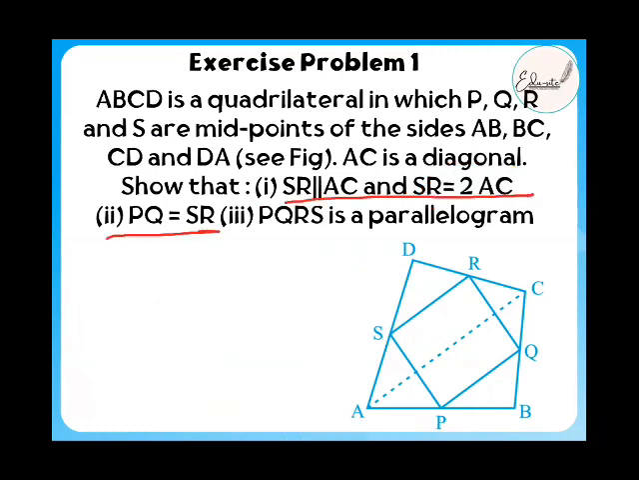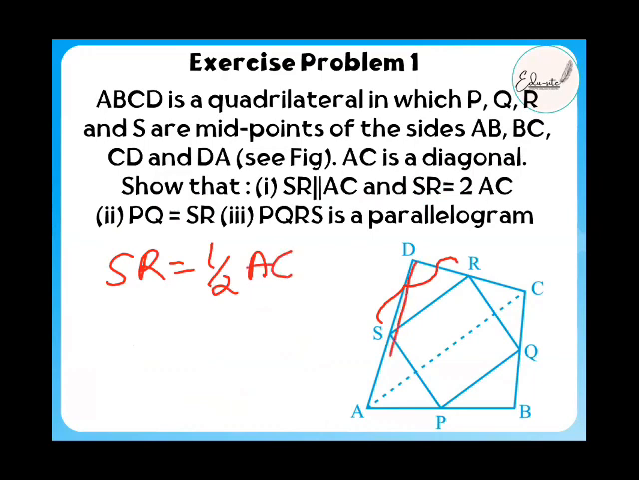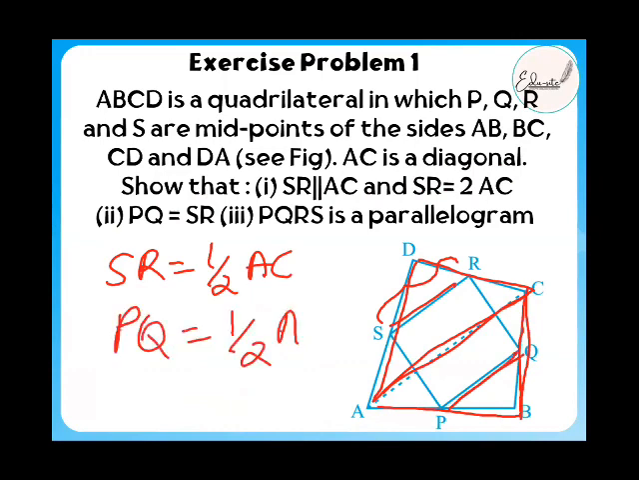Now next, see, they have asked to prove PQ is equal to SR. You have to prove PQ is equal to SR. How will you prove this, Laiba? Isn't it quite easy? Do you know what we do here? We know that SR is equal to half of AC, correct? In this triangle, if we apply the midpoint theorem, then SR is equal to half of AC. Let's consider another triangle, the lower triangle. In the lower triangle, PQ is equal to half of AC. Is it right or wrong?